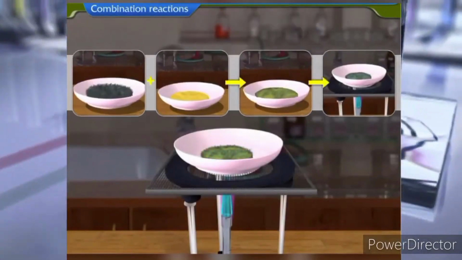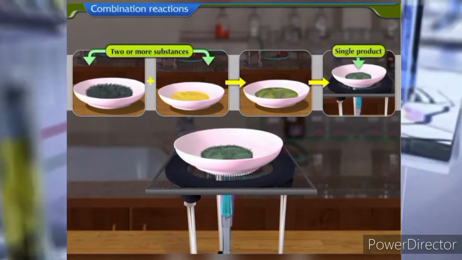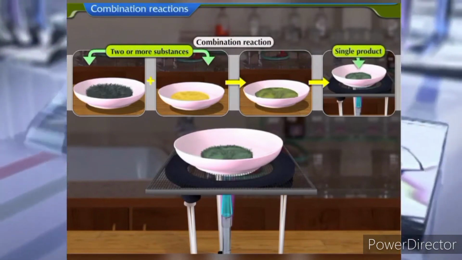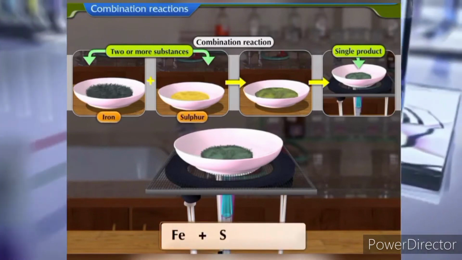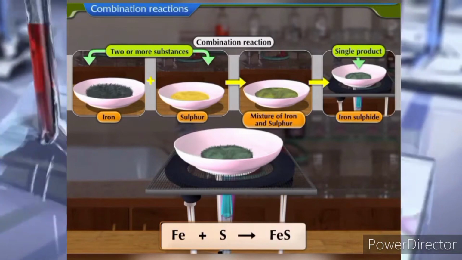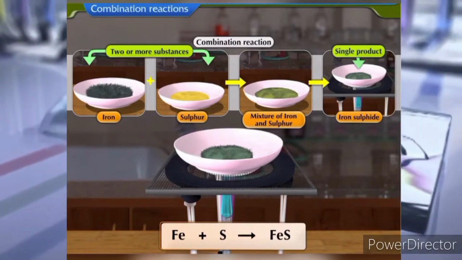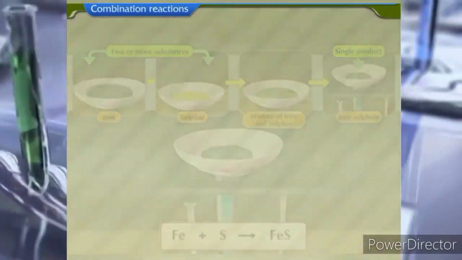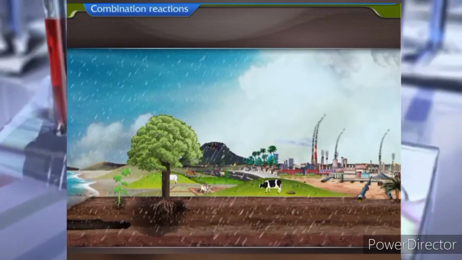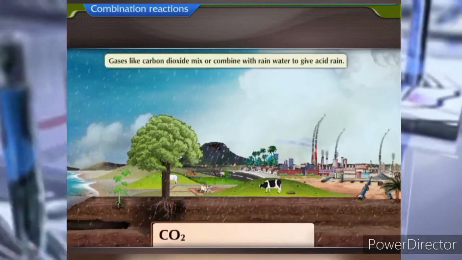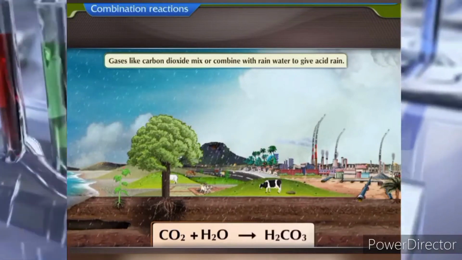A chemical reaction in which two or more substances combine to form a single product is called a combination reaction. When a mixture of iron and sulfur is heated, we get iron sulfide. This is a combination reaction. Another example is the formation of acid rain. Gases like carbon dioxide mix or combine with rainwater to give acid rain.